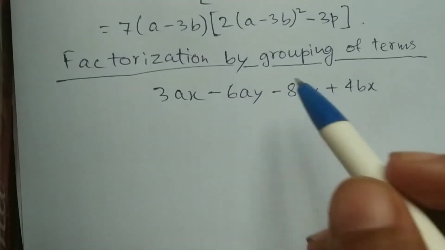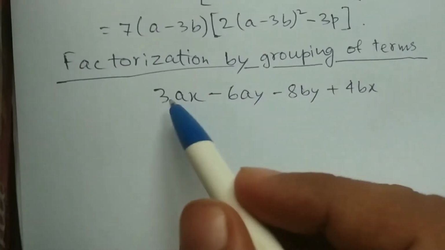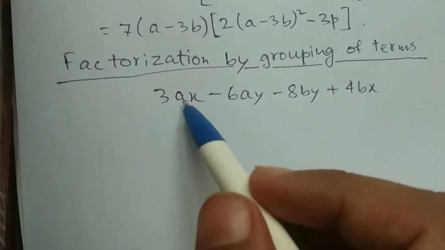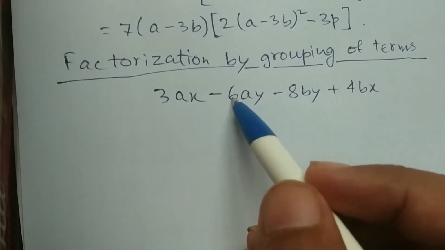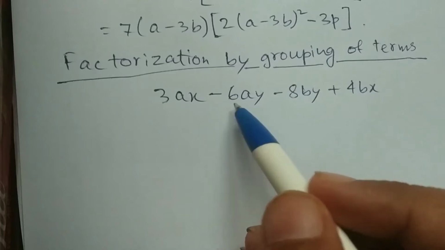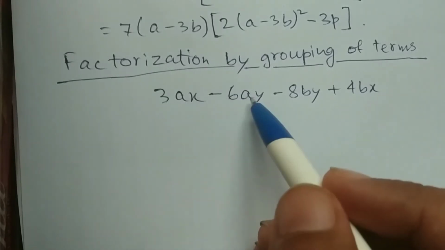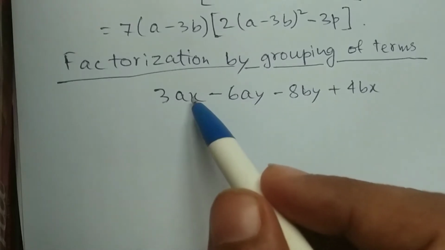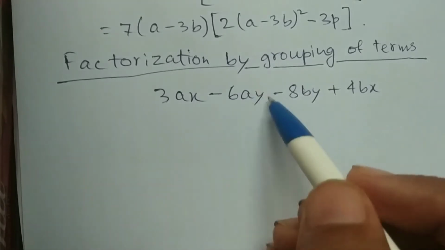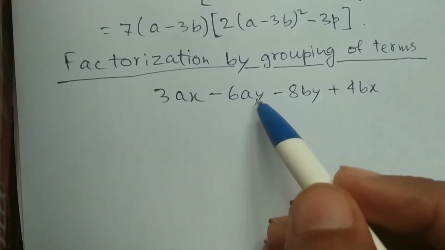Grouping of terms means, as I have told you, that we have to group the common terms or like terms together. As you can see, in the first two terms we have 3ax and in the second one 6ay. So here 3a and here 6a. 6 consists of 2 into 3. So 3a is common in both the terms. Here x is in the first term and y is in the second term.